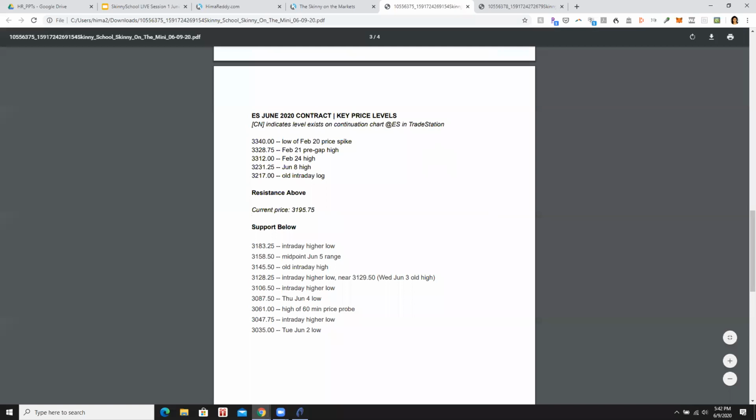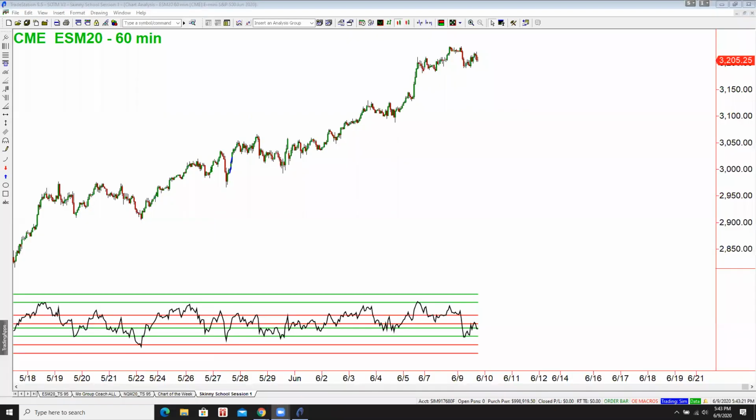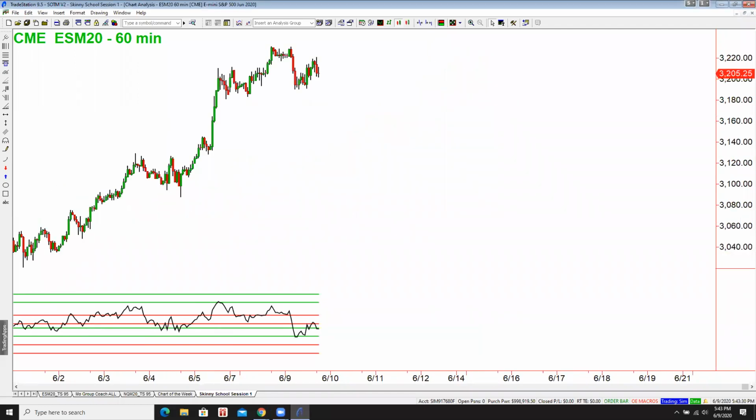Okay, so does everybody see my blank chart here? Type a Y if you see my blank ES 60-minute chart. Okay. Now, I'm going to try to minimize this. Let's see if I can do this. All right, cool. So I can do this.